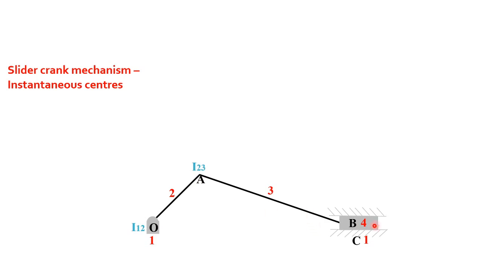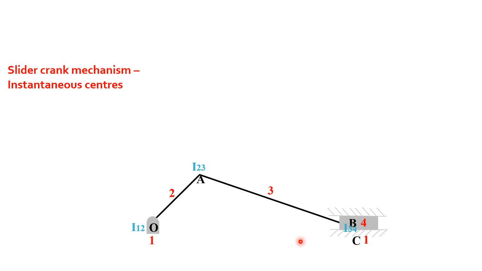Now 3 and 4 are joined at B. B is the point where the connecting rod is connected to the slider. So 3 is the connecting rod and 4 represents the slider. Remember, 1, 2, 3 and 4 represent links, and O, A, B, C represent points. So B is the connection point of 3 and 4. It will be I34. Clear. So next, what we have to locate is I14.